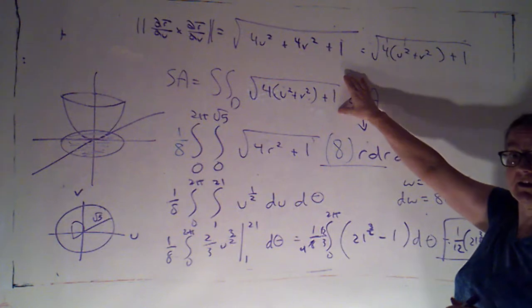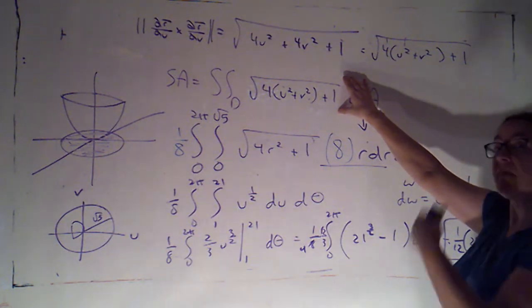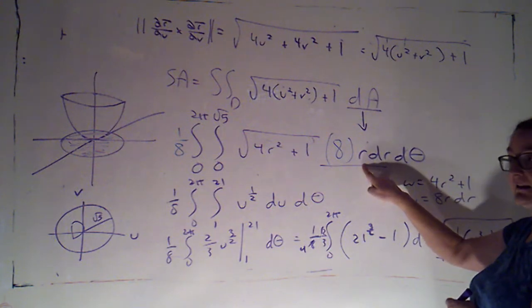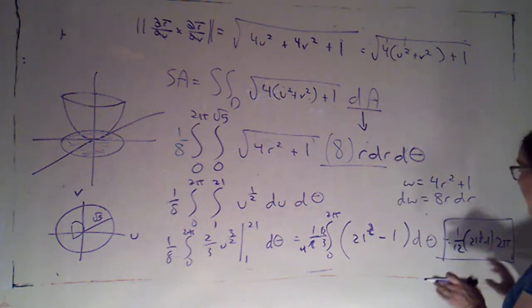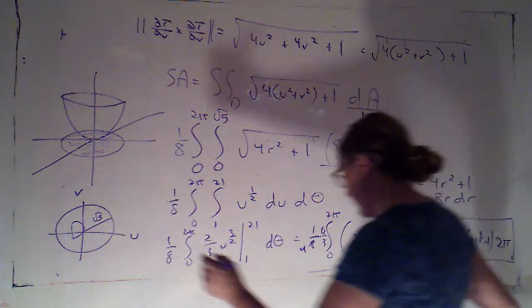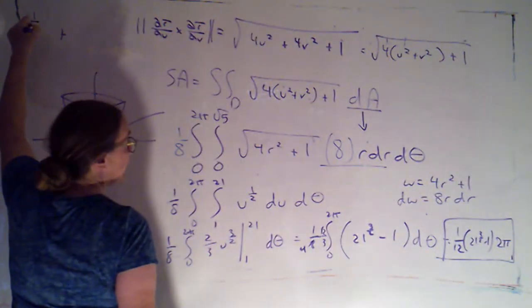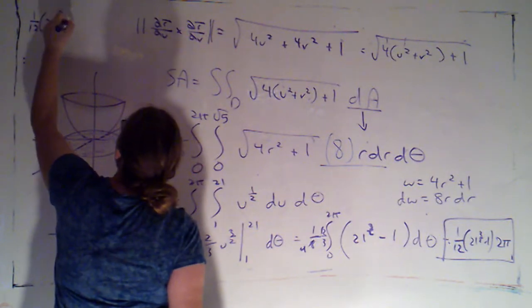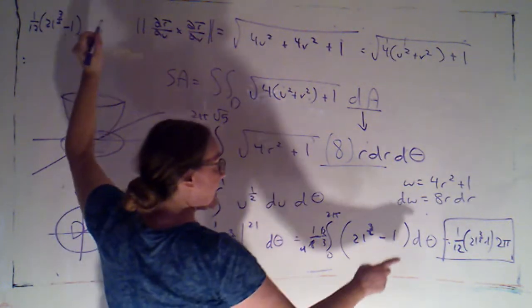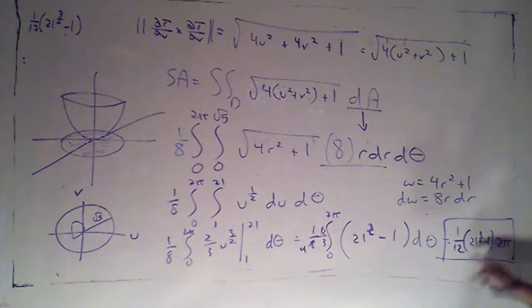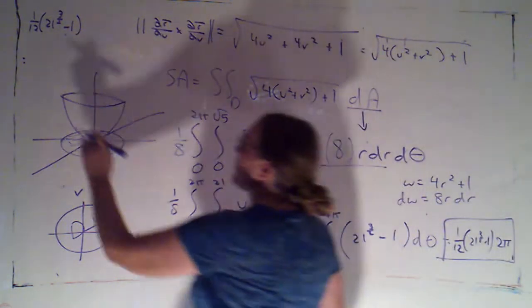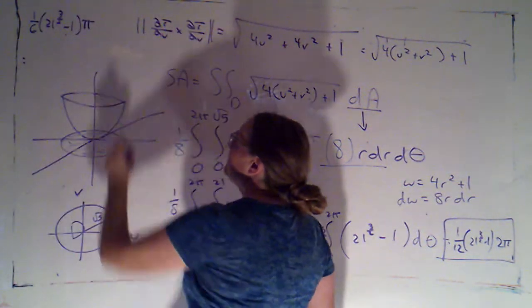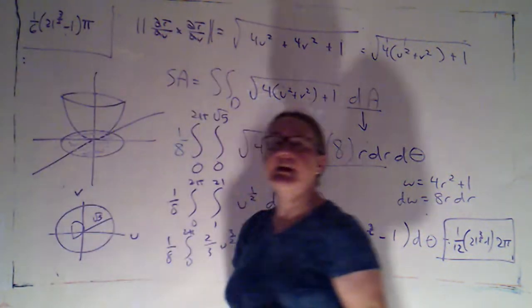Setting things up initially in terms of parameters u and v, then switching to polar, which involved introducing that scaling factor of r. Now what I'm going to do is just write down up here that this was 1/12, 21 to the 3/2 minus 1, times 2 pi. Oh, you know what? I can cancel a 2 with that. So let's make that 1/6, and then just times pi. So that's the answer that we should get.